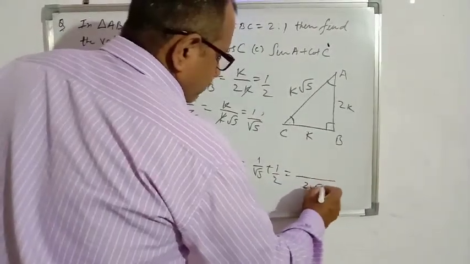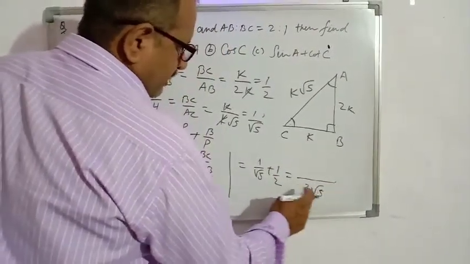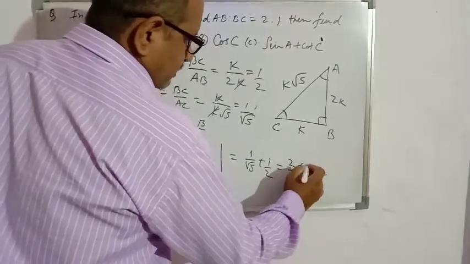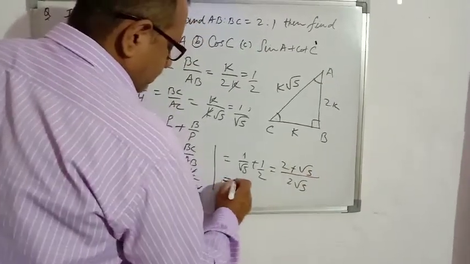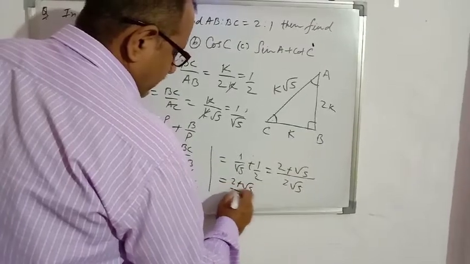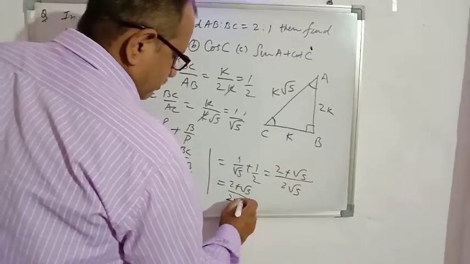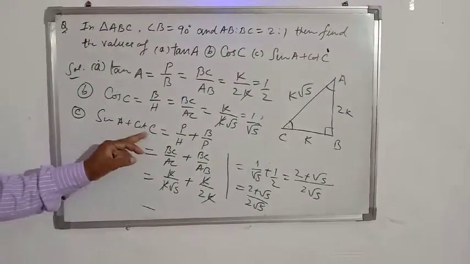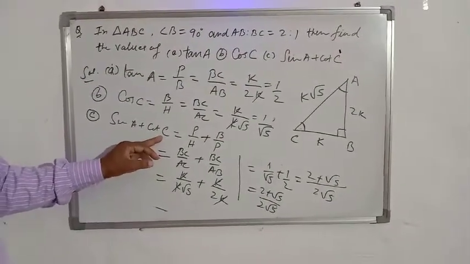LCM will be 2 root 5. Divide by root 5, 2 will come; plus divide by 2, root 5 will come, 2 plus root 5. So 2 plus root 5 upon 2 root 5. So this is the value of sin A plus cot C.